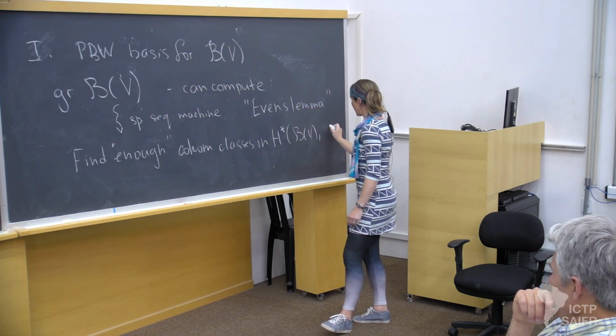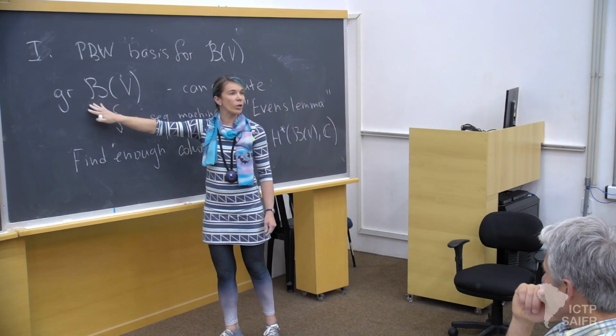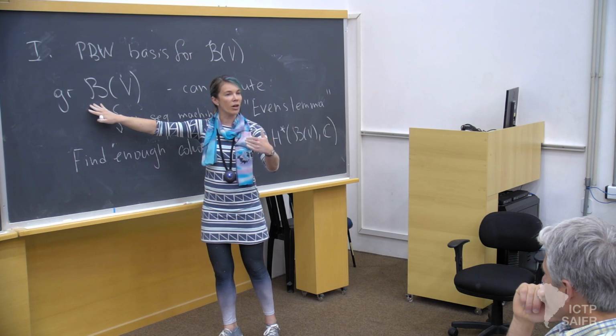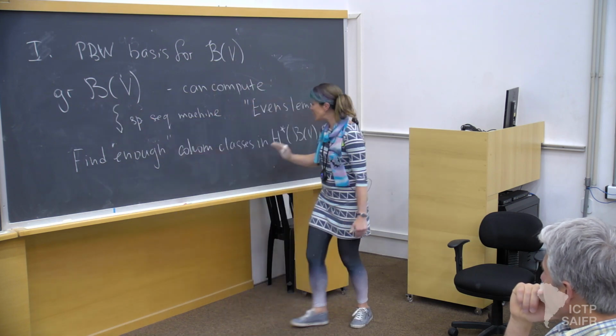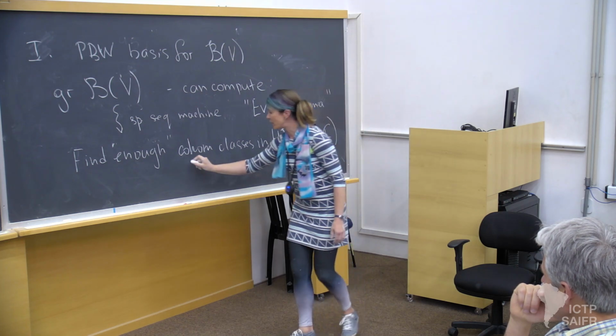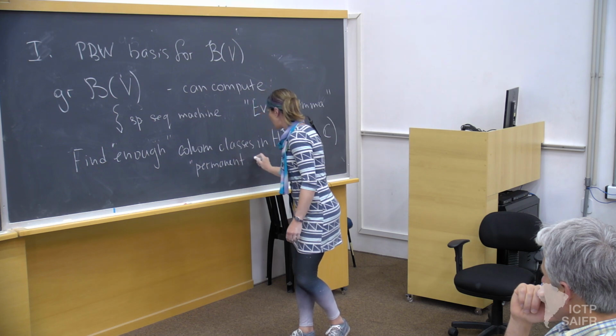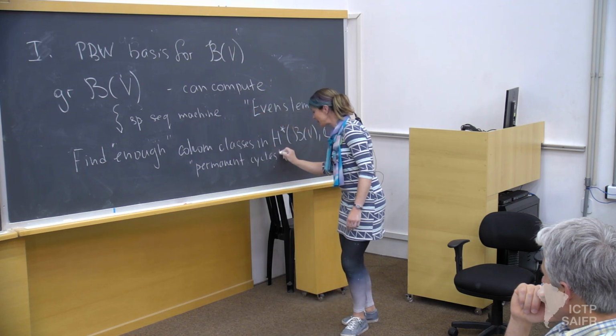So basically, by enough cohomology classes, I mean, we explicitly write down cohomology here. We know what generators are, and we match them up with explicit classes we find here. Once we do that, we're good. These guys are called permanent cycles. OK, this is when we get our hands dirty.